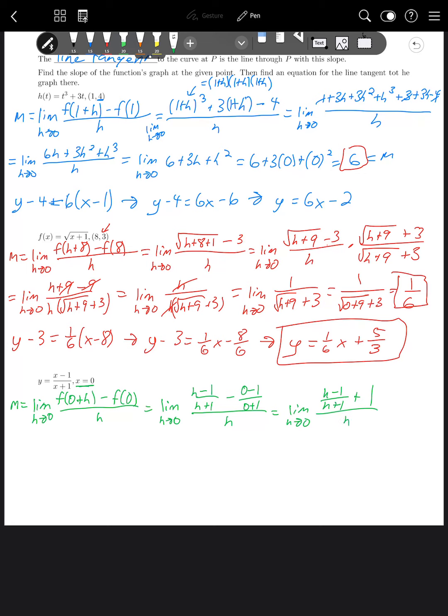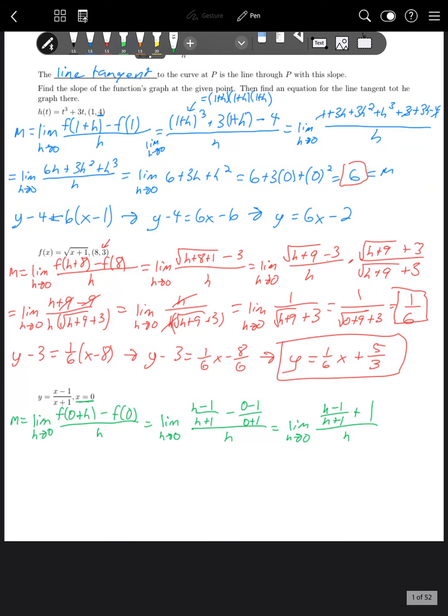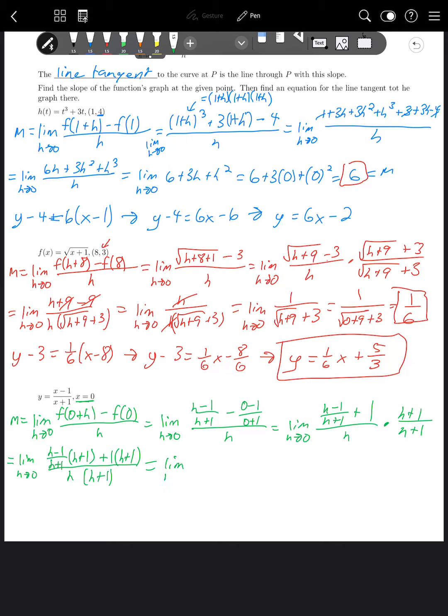And now, when we're dealing with rational functions like x minus 1 over x plus 1, most likely what we're going to end up with when we try to do this is a complex fraction. And the way we deal with complex fractions is by multiplying by the common denominator itself. In this case, there's only one denominator, which is h plus 1. So this will be the limit as h approaches 0 of h minus 1 over h plus 1 times h plus 1 over h times h plus 1. Simplify.